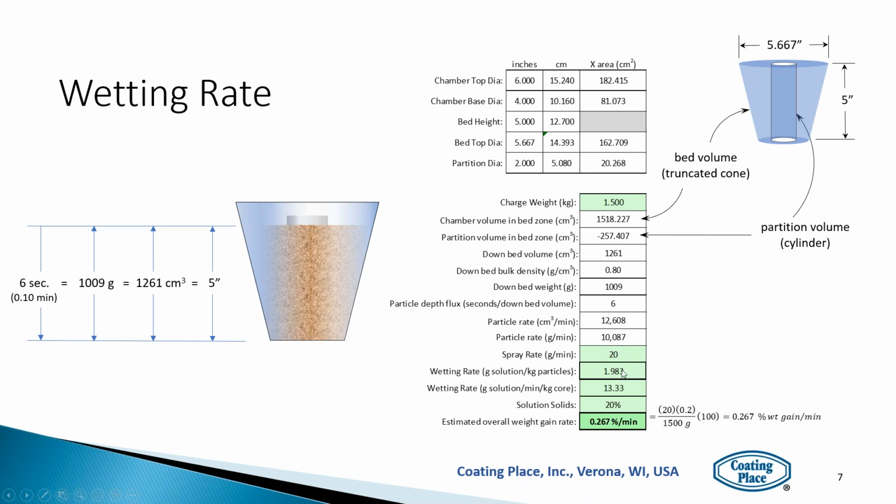Spray rate is 20 grams a minute. That means we are wetting these particles at a rate of about 1.98 grams of solution per kilogram of particles. Another way to look at wetting rate is grams of solution per minute per kilogram of core. And looking at that, it comes out to 13.3.